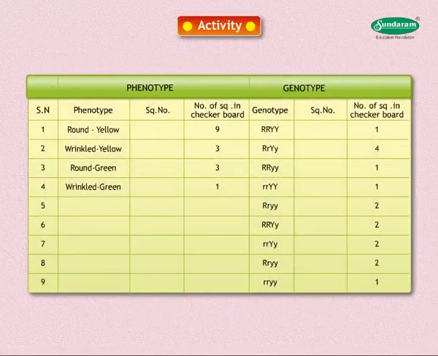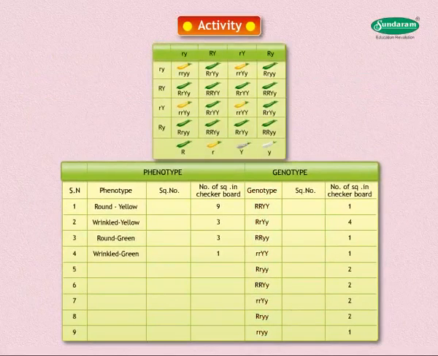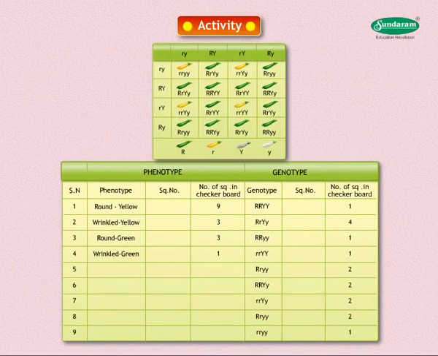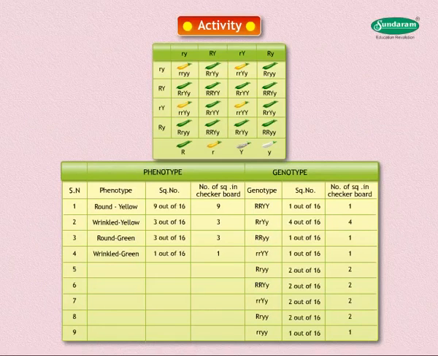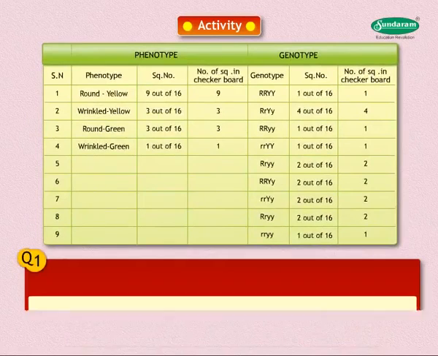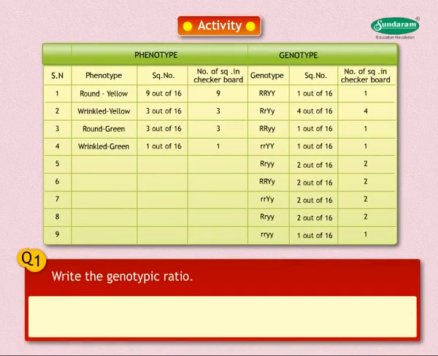Let us do this activity. The above four phenotypes involve 9 different genotypes. Observe the figure and complete the following table. Allot numbers to the squares. The completed table is as shown on the screen. Write the genotypic ratio. Answer.